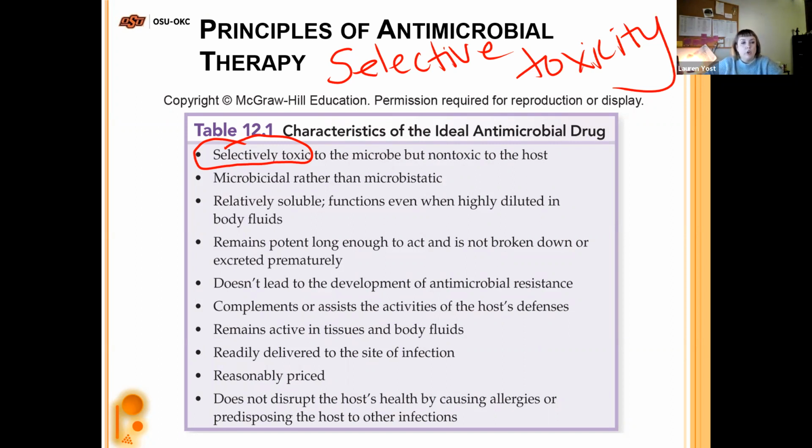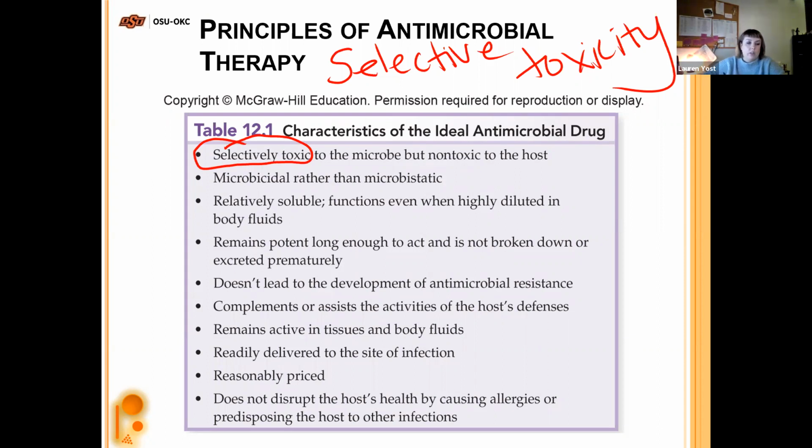So we want something that's microbicidal, that kills, rather than microbistatic, that just slows or stops growth. We want something that's soluble, functions when diluted in body fluids, is potent long enough to act, and is not broken down or excreted before it can be effective. Doesn't lead to the development of antimicrobial resistance.